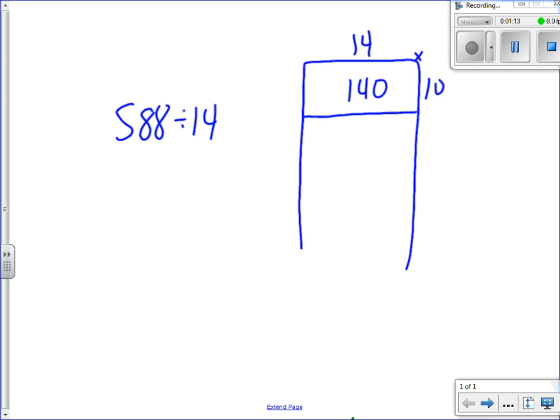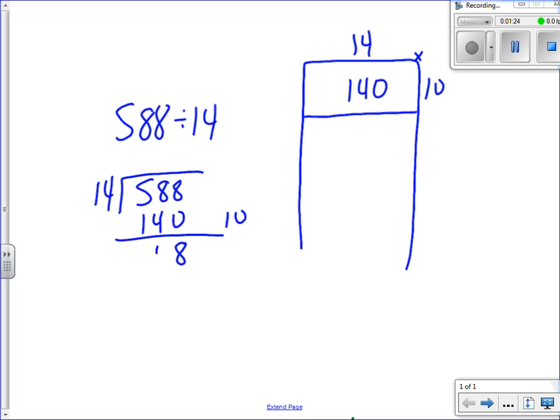Okay, so I have my problem here, 588 divided by 14. I use 140. I subtract, I get 8 minus 0 is 8, 8 minus 4 is 4, 5 minus 1 is 4. So I have 448 left of my dividend, and I can still use another 10, but I know 10 is going to be 140, so I'm going to try 30. And once again, I do 14 and 30.